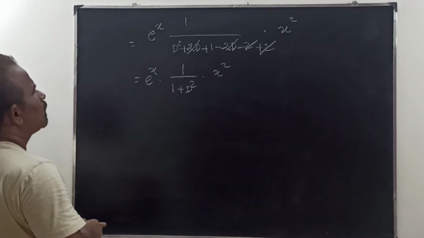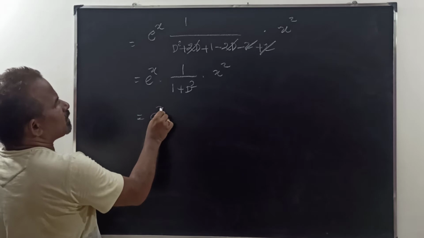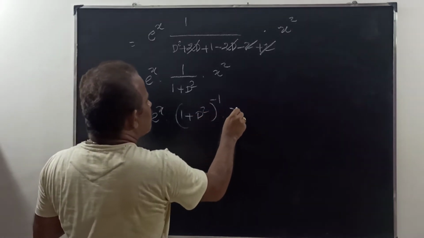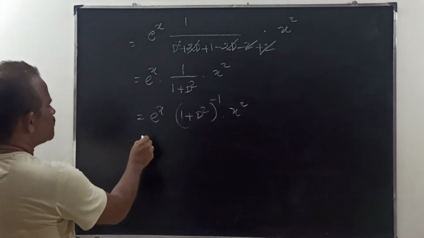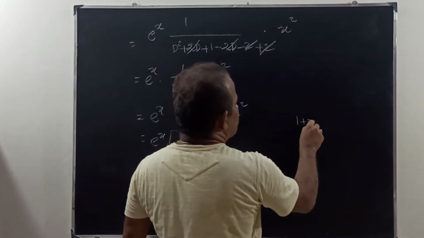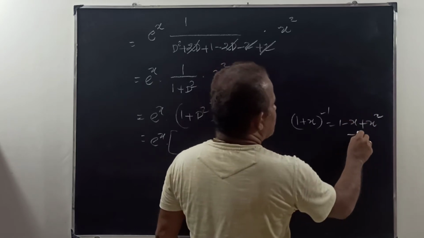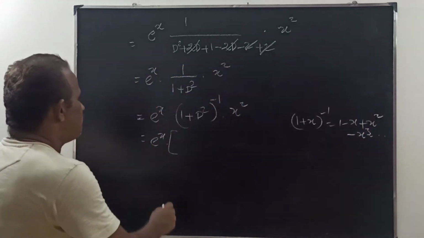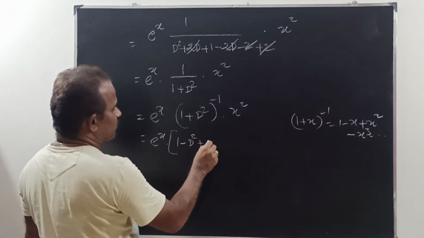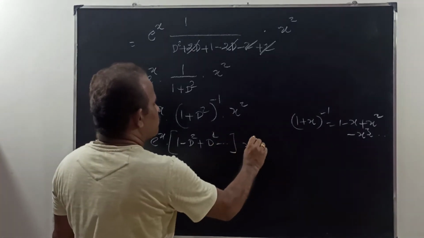Therefore this is equal to e power x into (1 plus D squared) the whole power minus 1 into x squared. This is equal to e power x into (1 plus x) the whole power minus n, minus 1, equal to 1 minus x plus x squared minus x cube plus etc. So therefore 1 minus x, that is D squared, plus x squared, that is D power 4, minus etc., into x squared.